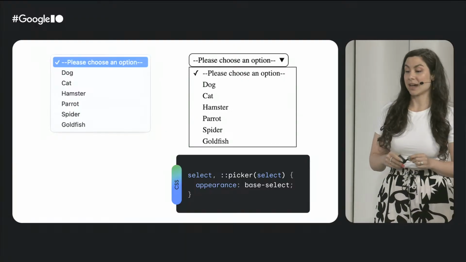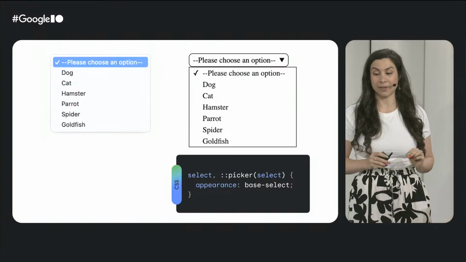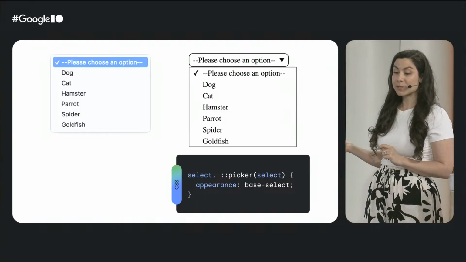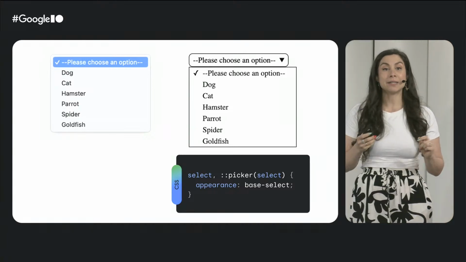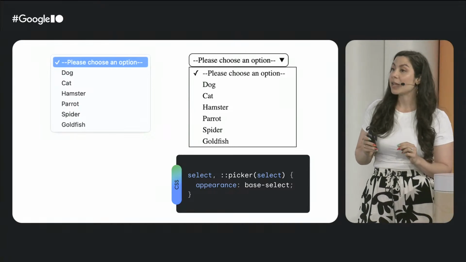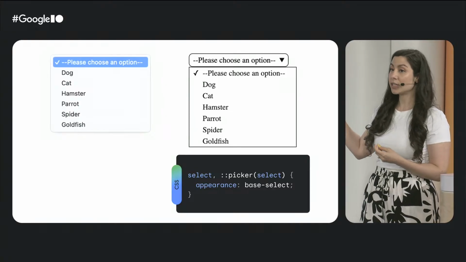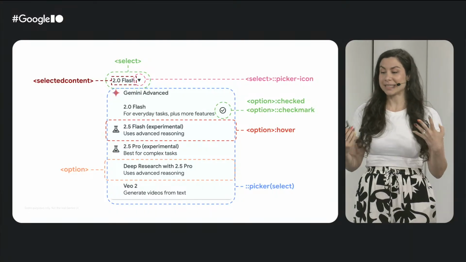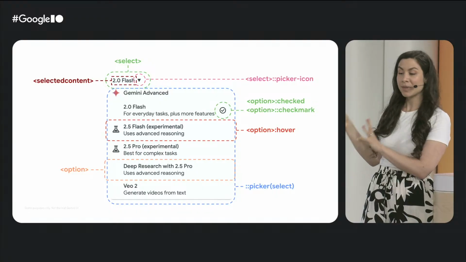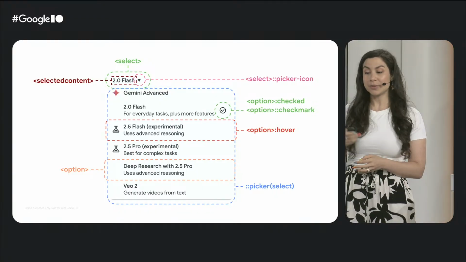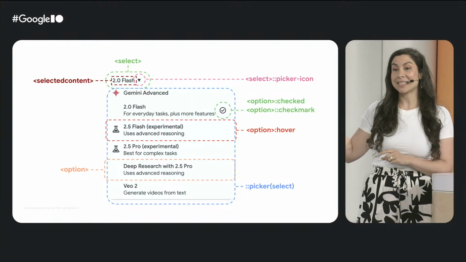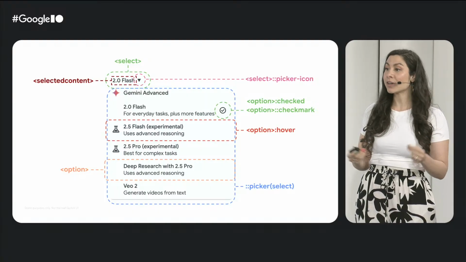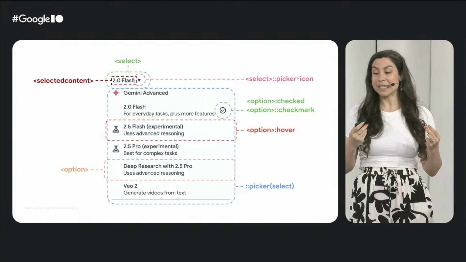Using appearance base select unlocks a number of new features and behaviors, including exposing new internal parts and states of the select, showing options in the top layer as a popover, and positioning them with anchor positioning. It will also simplify the user agent styles that you can see here, so you can bring your own. You now have access to full built-in styling for the select drop-down's button, options, checked option, and even a new pseudo element for a check mark, which indicates the selected option.